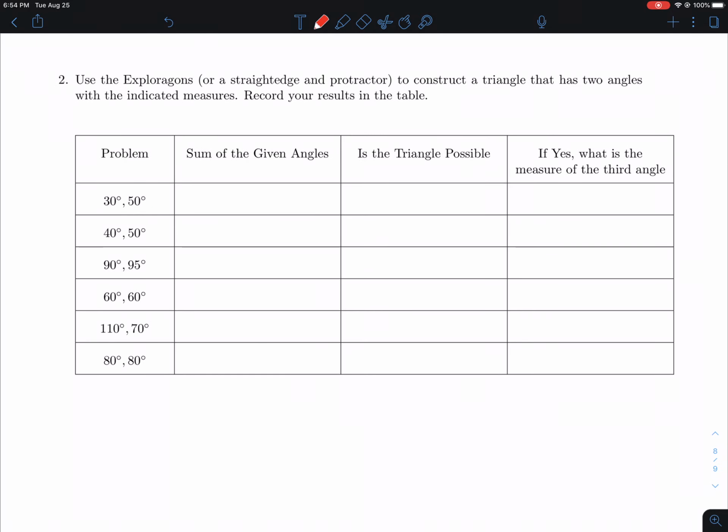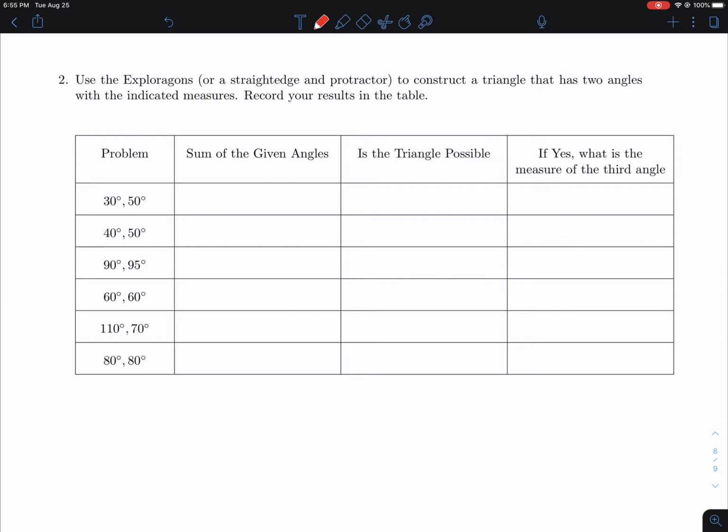So this one's too bad. Unfortunately, we don't have the Exploragons because we're not in class or anything like that. So if you have a protractor, you can actually do this and draw these out. If you haven't gotten a protractor yet, go ahead and try to get one because we will use it some in the class. Again, I went to Staples the other day and got a really nice set that had a protractor and a compass and a bunch of other stuff for like $4. So they're not super expensive and they are kind of handy to have.